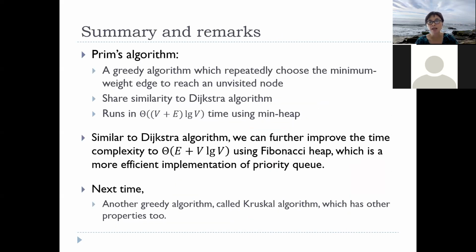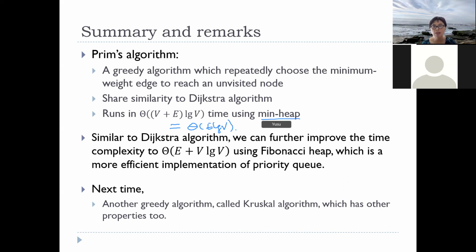Let me just summarize that Prim's algorithm uses a very similar idea as Dijkstra algorithm. It's a greedy algorithm. We start to grow the spanning tree, and at any moment, we choose the new edge to reach a new node greedily. That's basically the smallest crossing edge to reach a new node. And it can be implemented in time V plus E log V, which is also the same as E log V if your input graph is connected, using the min heap implementation.